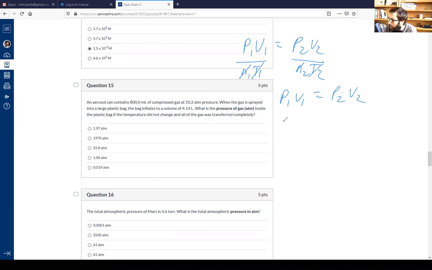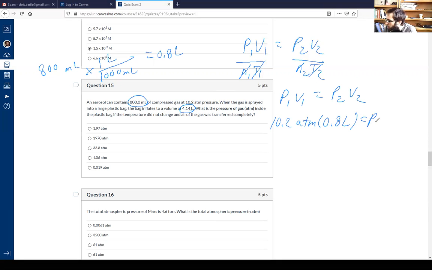So now we just plug in. I notice I need to keep my units consistent. This is in liters and this is milliliters, so I'm going to convert the milliliters to liters. I know there are 1,000 milliliters in a liter, so 800 milliliters equals 0.8 liters. My pressure P1 is known, it's 10.2 atmospheres. My volume, which I just turned into liters, is 0.8. I'm solving for P2, which I don't know, but I know my final volume is 4.14 liters. So I divide that out, multiply that, and I get 1.97 atmospheres. That's P2, which is the first answer there.